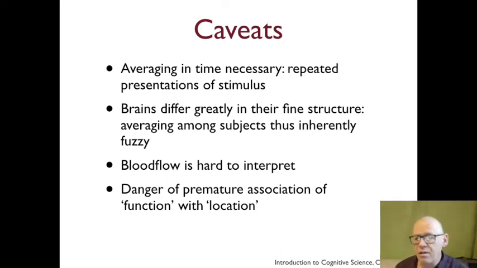Brains differ greatly in their fine structure, so averaging across subjects is very, very difficult. Blood flow is very difficult to interpret. We do not know the relationship between the activity of neurons and the associated blood flow. That's an area of current research. It's highly controversial. Our ignorance here should be a word of caution that we are not reading brain activity. And we need, of course, to avoid the mistake of the phrenologists, which this kind of work sometimes encourages, which is the premature association of function with location.